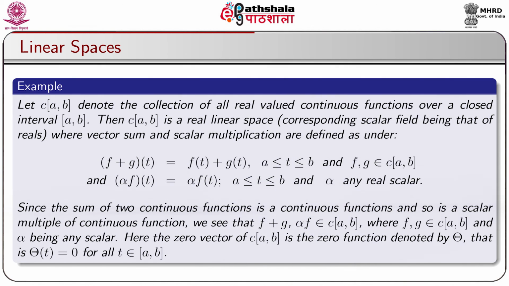Since we know that the sum of two continuous functions is again a continuous function, and so is a scalar multiple of a continuous function, we see that f + g and alpha f belong to C[a,b], where f, g belong to C[a,b] and alpha is any scalar. Here the 0 vector of C[a,b] is the 0 function denoted by capital theta, that is theta(t) = 0 for all t belonging to [a,b].